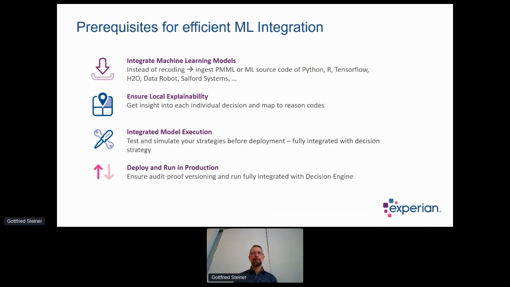Yeah? But local means we have to be able to explain each single decision individually. The third part is integrated model execution. As you saw in the first part, we are simply integrating PMMLs or Rs or Python code directly, but this means we still want to use it for end-to-end testing within PowerCurve strategy management and in the decision agent. And that's what we understand by integrated model execution.